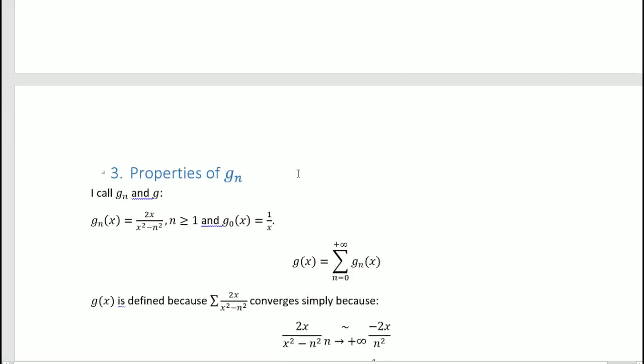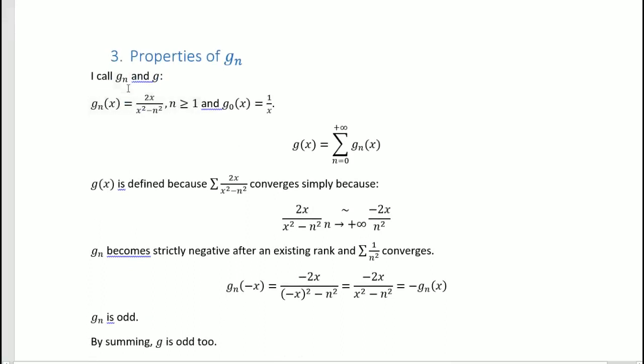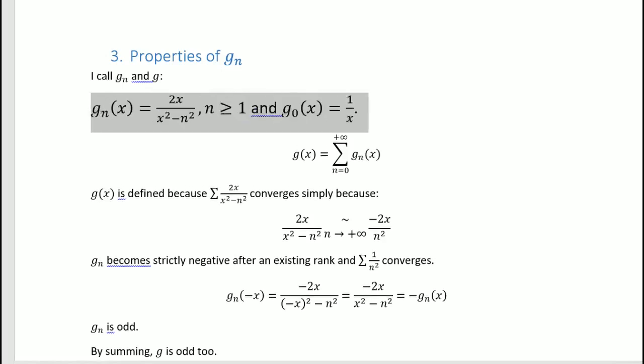Okay, so part 3, I'm going to talk about the properties of g n. So what's g n? I call g n, and g. g n of x is 2x. I'm going to zoom in. Maybe I can just make it bigger.